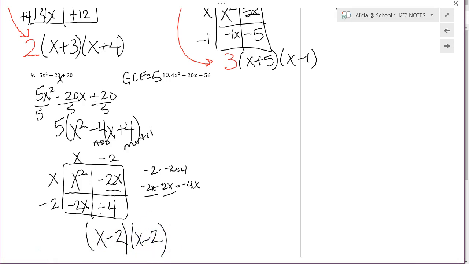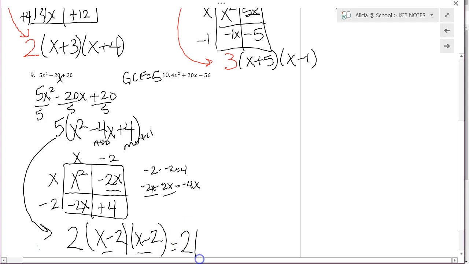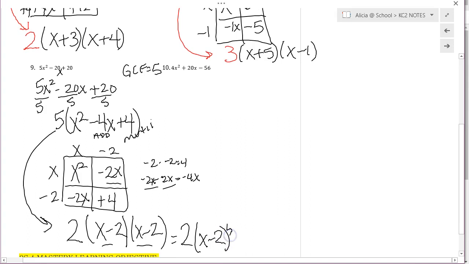Right, so those are my two binomials, but again, don't forget to bring that GCF down, which is a 2. One side note, if I see that these two binomials are exactly the same, you could also rewrite this as my GCF times x minus 2. If I'm multiplying those two things, I could also just square it. Because I see that those two binomials are exactly the same. If you forget about that, that's okay. But it's one thing to keep in mind.